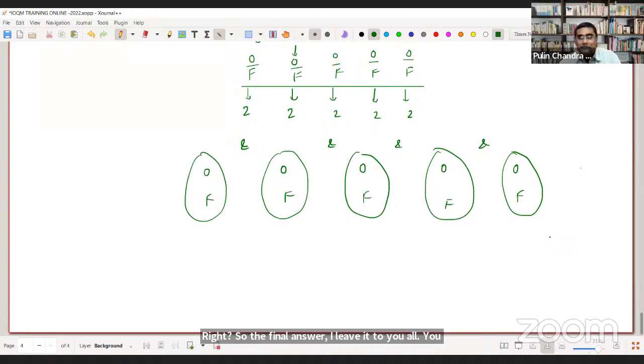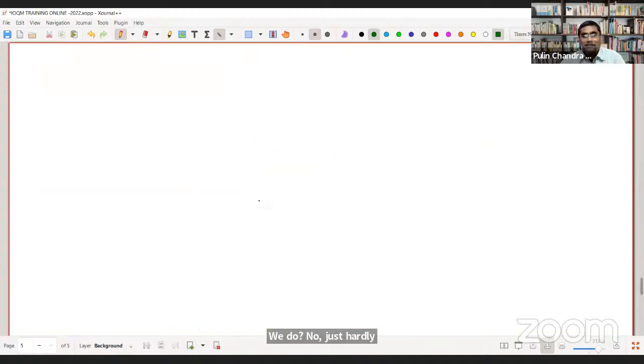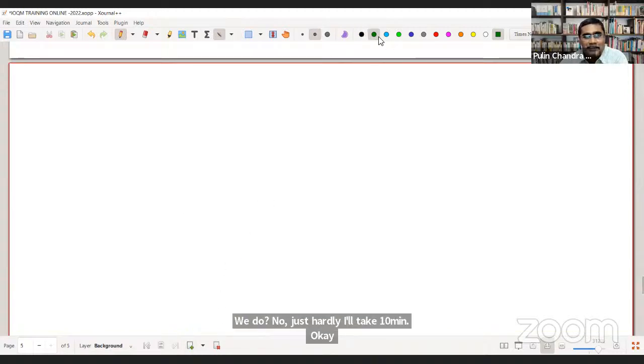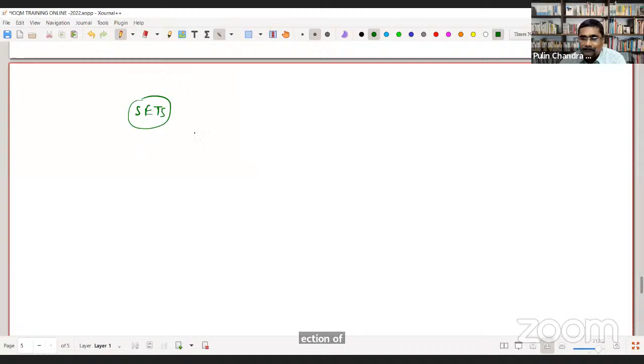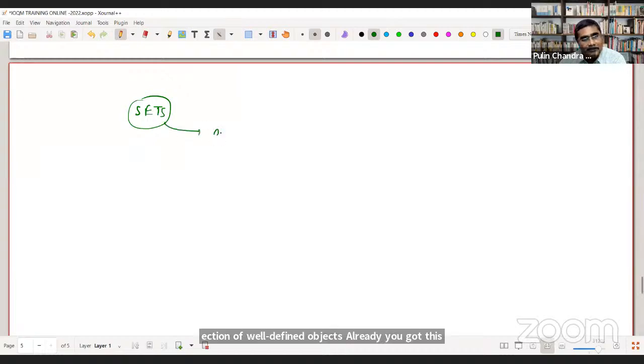Now just quickly, I'll explain you the idea of sets. Sets already Sir has told you. Subsets I'll be explaining you. And how many total possible subsets can be constructed, that we will tell you. Now, just hardly I'll take 10 minutes. Okay. So yesterday already you got the idea of sets. Sets means collection of well-defined objects. Already you got this. Now from here it is subsets.